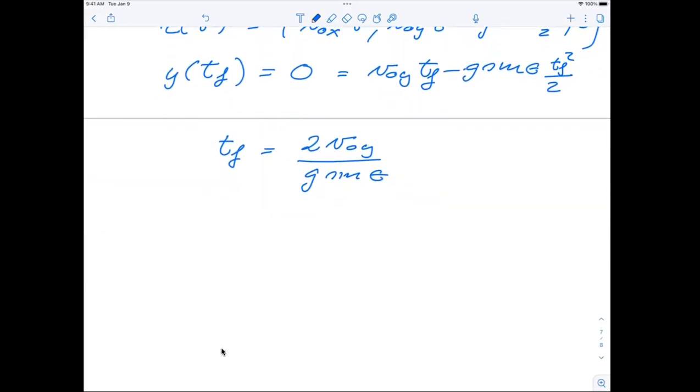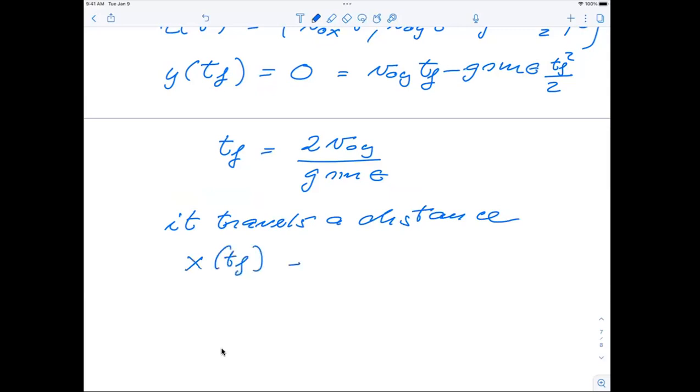And then you can ask how much it travels till it reaches the floor in the x direction. And then it travels a distance which is now equal to x of t of f. And that would simply be v0 of x times this time, t of f, which then becomes simply 2 times v0 of x, v0 y, divided by g and sine theta. So this is the exercise, this exercise 5, and hopefully can be of some help.